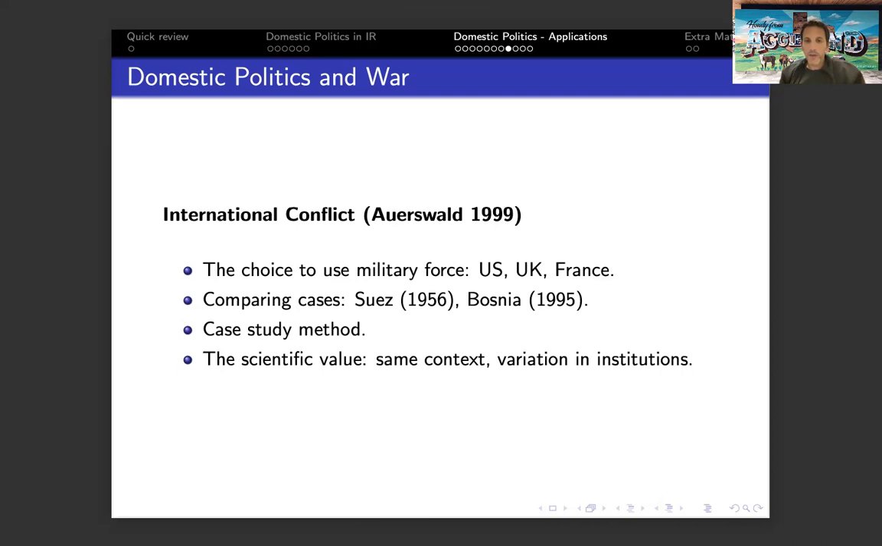He compares two cases, the Suez crisis from 1956 and the Bosnia crisis in 1995. The main benefit, from a scientific standpoint, is that all three countries, the United States, the United Kingdom, and France, faced those two cases. All of them faced similar international conditions when it came to the Suez crisis and the Bosnia crisis. But the main variation was the institutional configuration of those countries. The domestic institutions of the United States, the United Kingdom, and France were different, and this is the factor we'll focus on to explain their choices, whether to use military force or not in those cases.